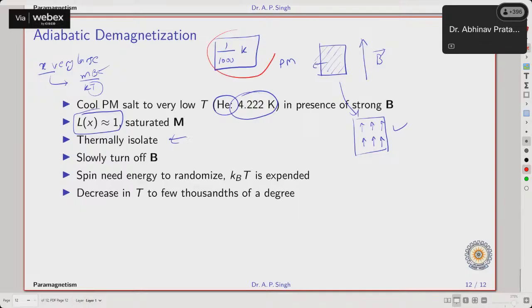That is what I was telling you before. So this was a very simple and very fascinating application of paramagnetic materials, where you can use them to arrive at temperatures which are almost close to 0 Kelvin. Obviously, you can never go to 0 Kelvin, but you can get very, very close.